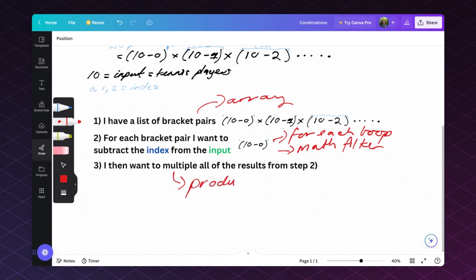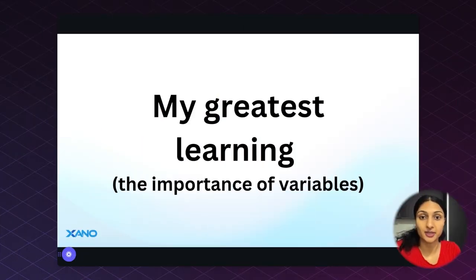product of an array. Using this language and a narrative can help you deconstruct what might seem to be an overwhelming build. Some of the language is very similar. List means array. When you want to do something on each item in that list, look for a for each loop. One of the biggest learning points for me as I created my build project was about the importance of creating and updating variables in Xano.